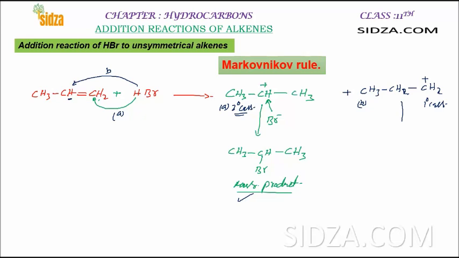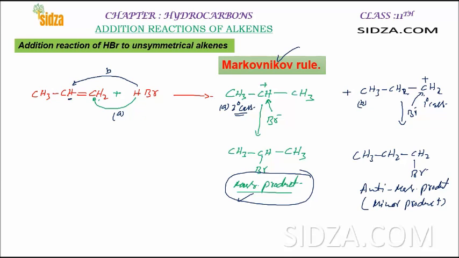So then, if over here the Br negative attacks on it, you get CH3 single bond CH2 CH2Br. So you get 1-bromopropane. Here we got 2-bromopropane, and this is 1-bromopropane. But this is the anti-Markovnikov's product, and it will be a minor product. This will not be a major product.